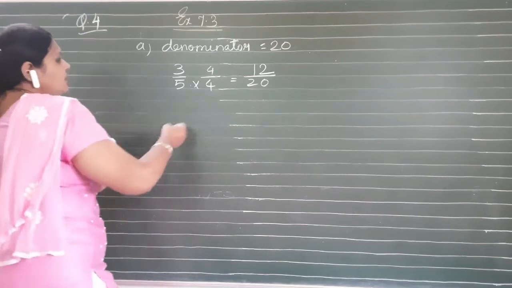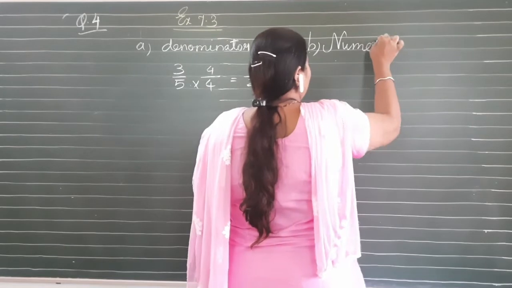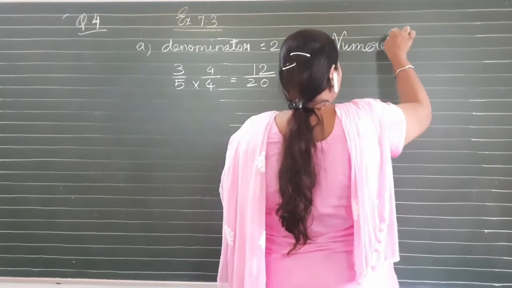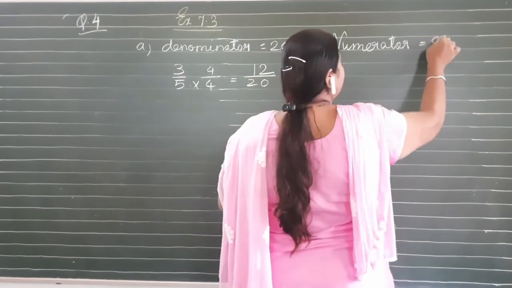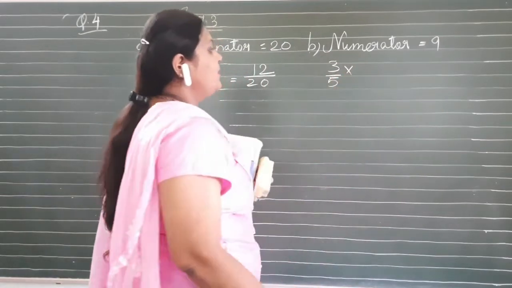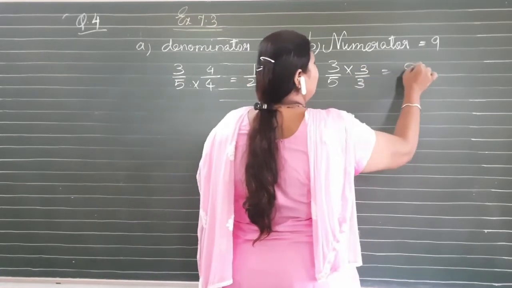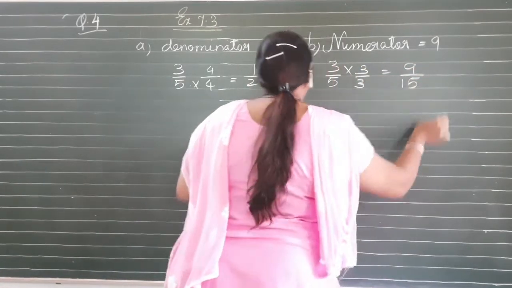Same way here, numerator should be 9. So 3 upon 5. If we multiply 3 by 3, we will get 9. So 3 upon 3, 9 upon 15.